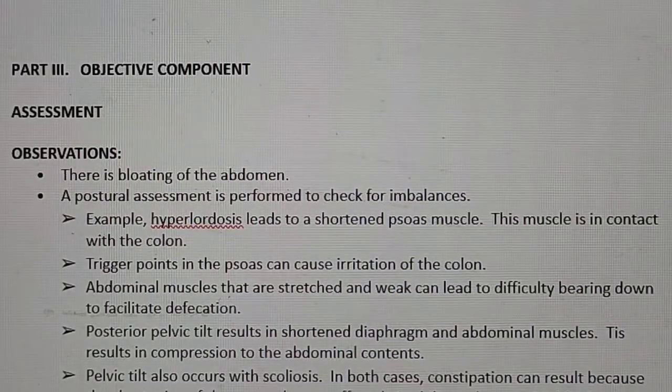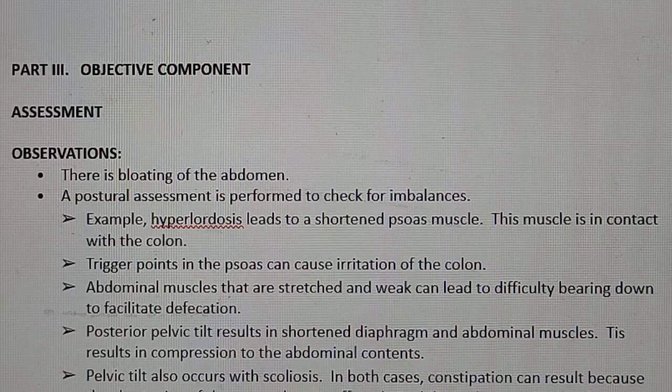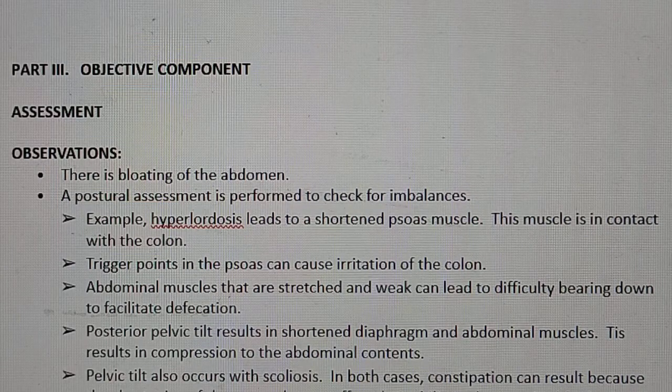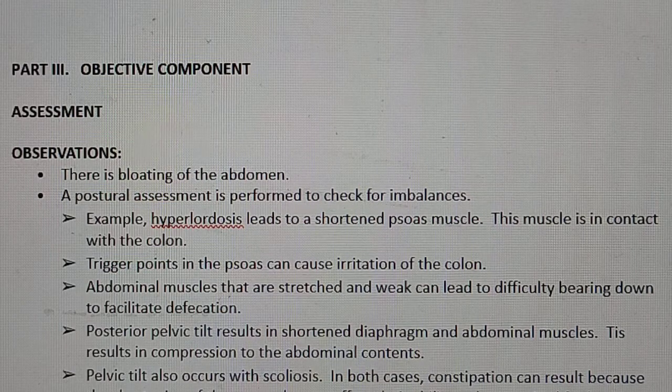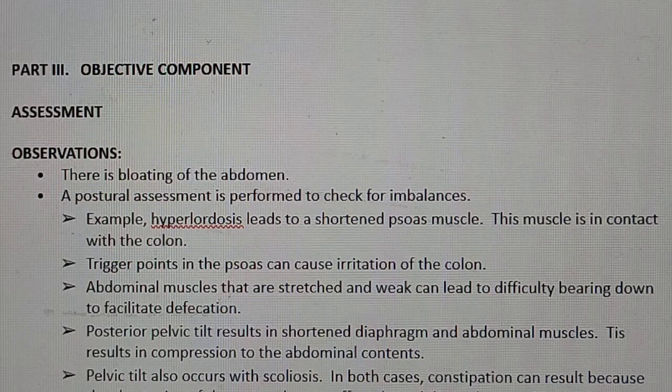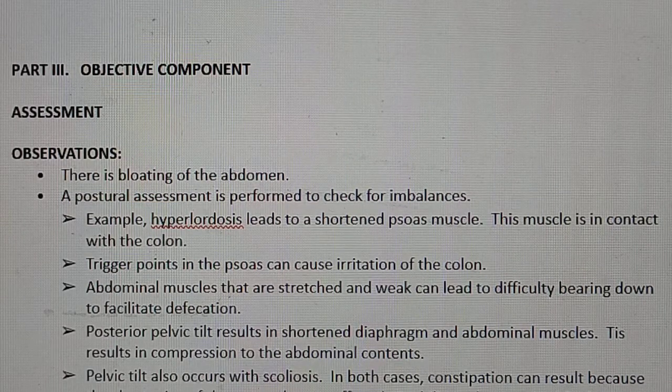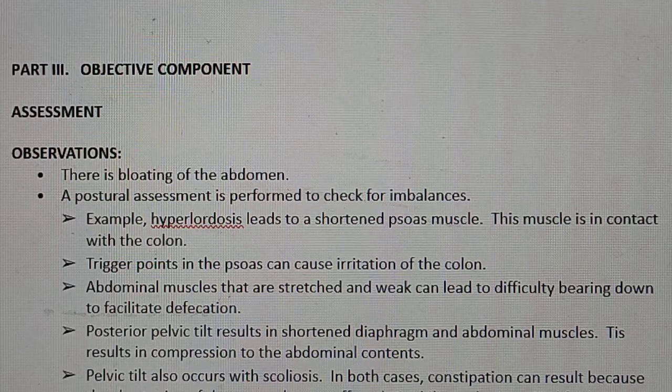Now let's move on to part 3 of the treatment plan, which is the objective component. So you're going to do your assessment at this level. Now, one of the assessments is your observations. For the observation, you're going to observe if there is bloating of the abdomen, very important. A postural assessment is performed to check for imbalances. Okay, so just read the information here, guys.